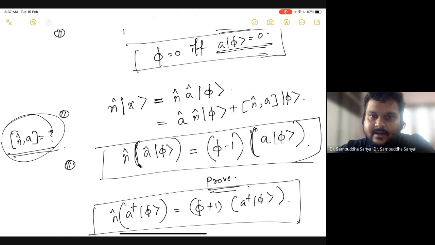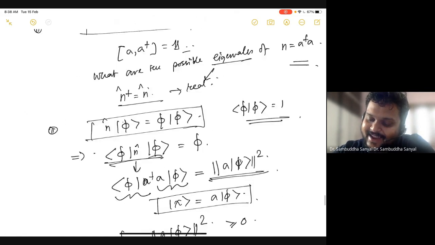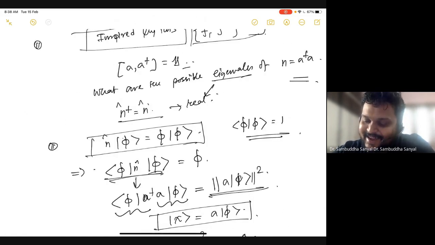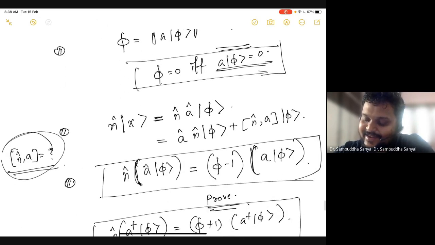Now the next question we want to ask is, if this is the property of the A operator, then what is the property of this chi operator, which is nothing but A phi. Using the commutation relation between n and A, we found that if phi is an eigenvector of the n operator with eigenvalue phi, then A phi is an eigenvector of the n operator with eigenvalue phi minus 1.